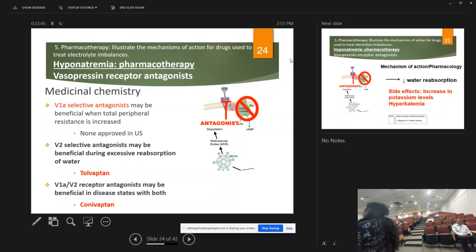So the mechanism is a blocker. It blocks the V2 or V1 receptor. Once it is bound, this signaling pathway is not going to happen, so the PKA signaling pathway is going to be blocked. There won't be any insertion of the water channel. Actually, more of a degradation of the water channel happens. Not only do they not get inserted, but whatever is on the membrane gets degraded. That's how you prevent more water coming in.